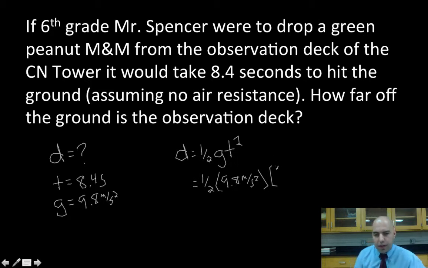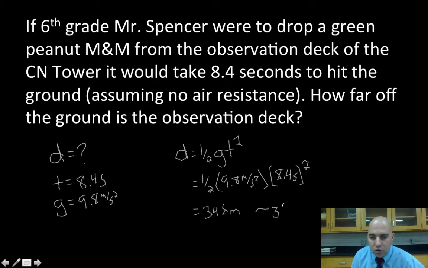And I really wish I could write today. But the time is 8.4 seconds, and we're squaring that. So if I take 1/2 times 9.8 times 8.4 squared, I get 346 meters. That's supposed to be a 6. But if I'm doing sig figs, okay, I've got 2 sig figs here, 2 sig figs here. I'm going to round that off to 2 sig figs. So we're at about 350 meters.